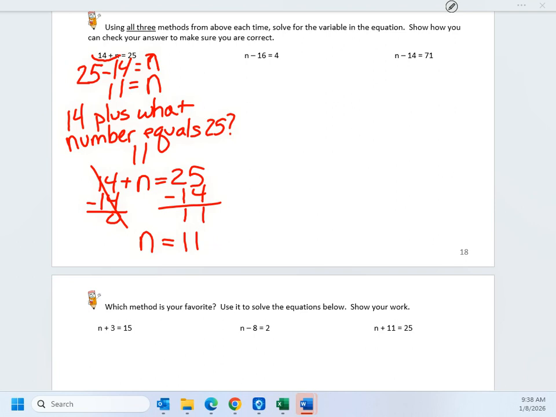Let's try our next one. What would be our question, our logic question we would ask? N minus 16 equals 4. What question would that be? Shantrea? 16 minus 4 equals 9.